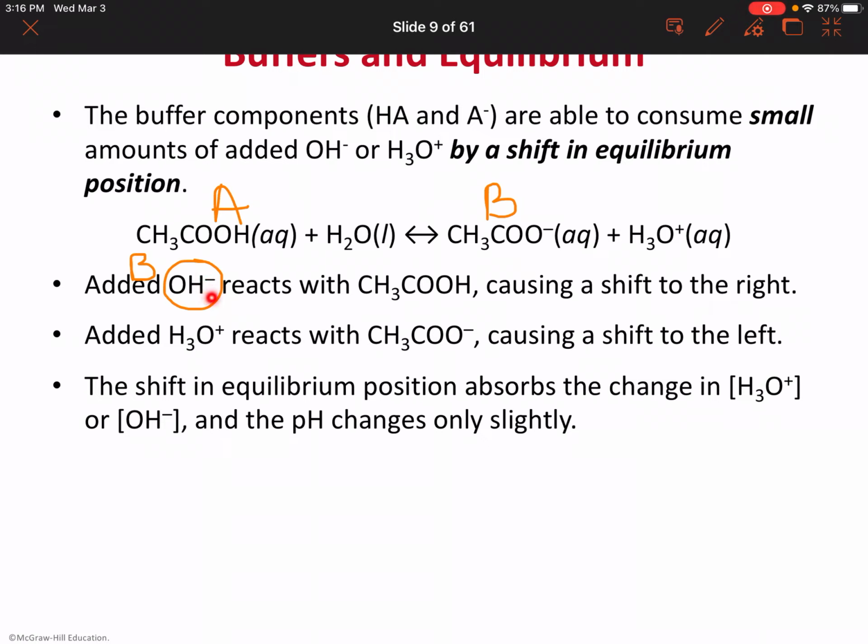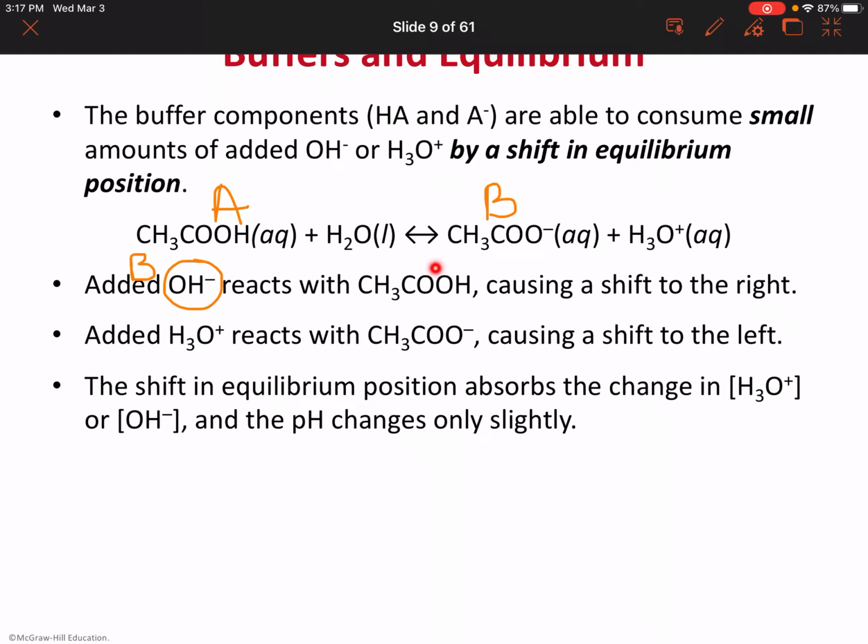So added hydroxide reacts with acetic acid. If hydroxide is going to react with this acid, which direction would the equilibrium shift? Equilibrium will shift to the right, right? Because it's going to react with acetic acid. So the equilibrium will shift to the right.